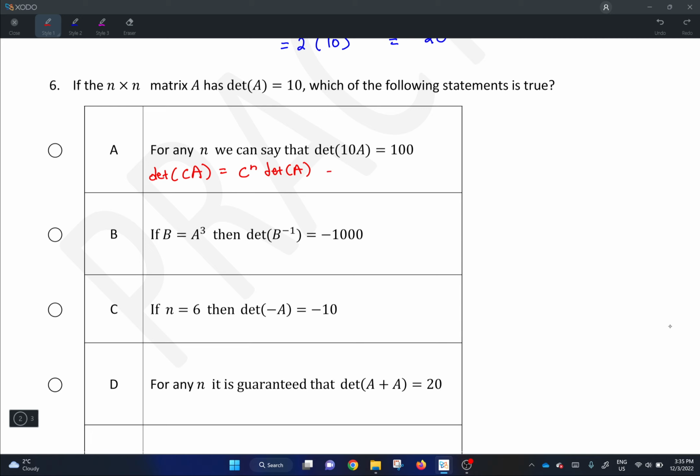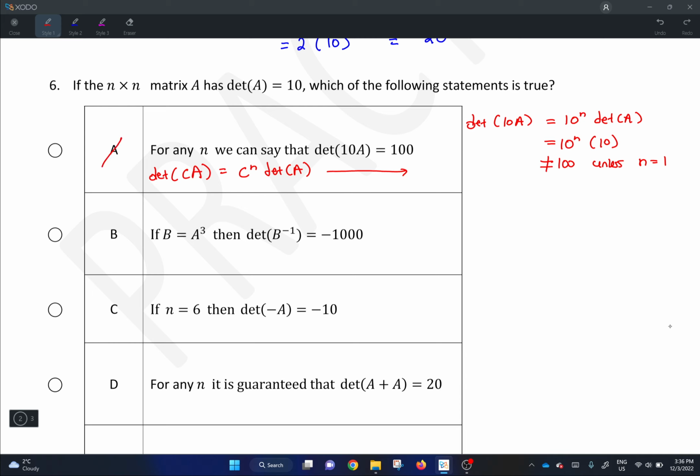So if we use that property here, the determinant of 10A is going to equal 10 to the n times the determinant of A. So 10 to the power of n times 10, which is not equal to 100 unless n is equal to 1. And the question says for any n, not n is equal to 1. So no, can't be A.